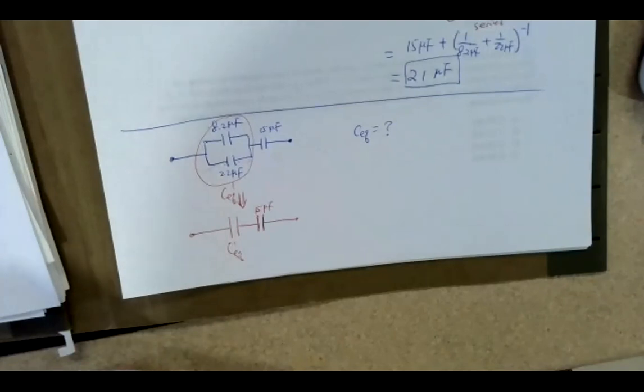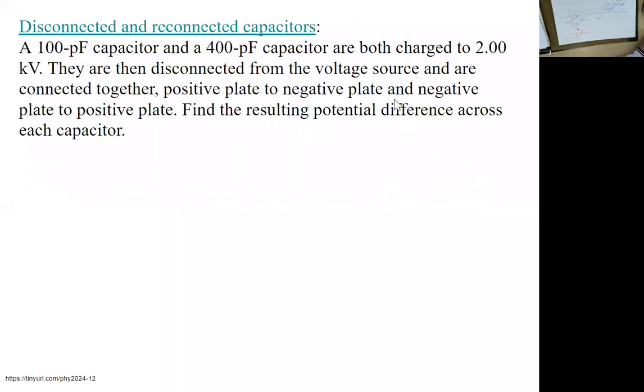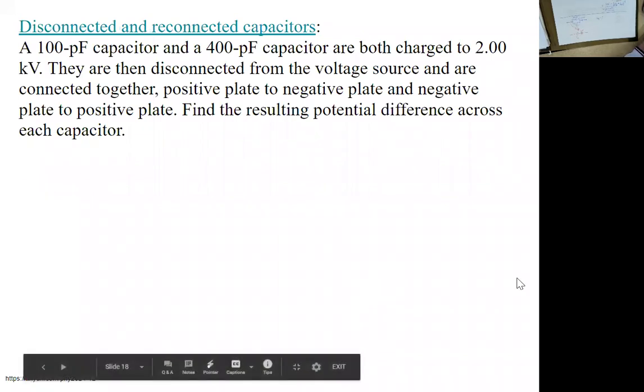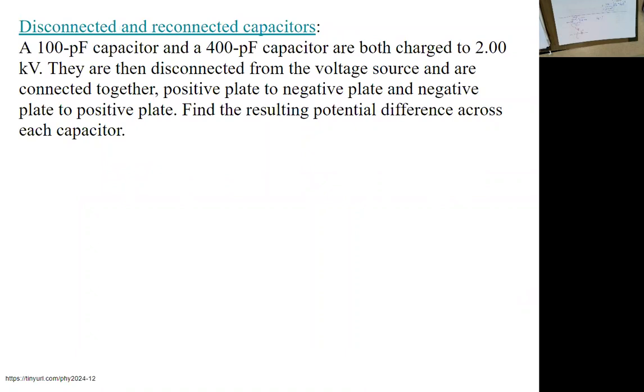All right. Any questions you guys might have? If not, we are going to take a look at another subject on capacitors.